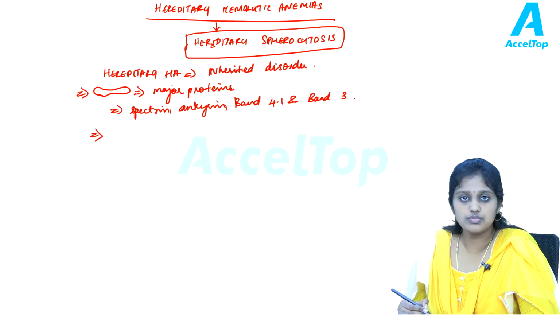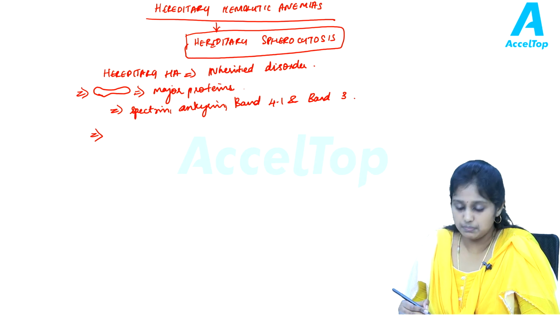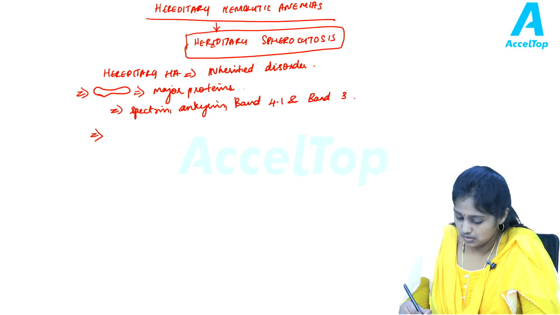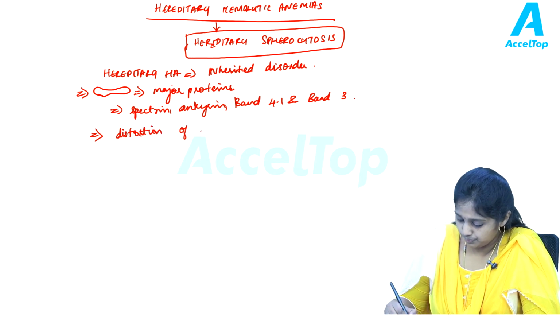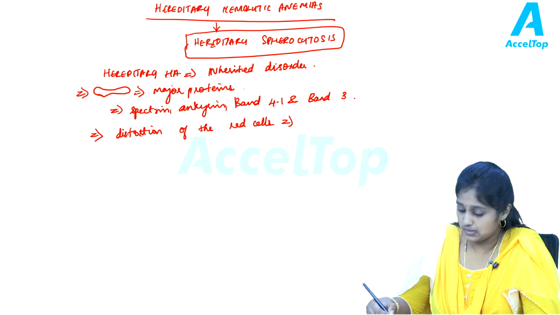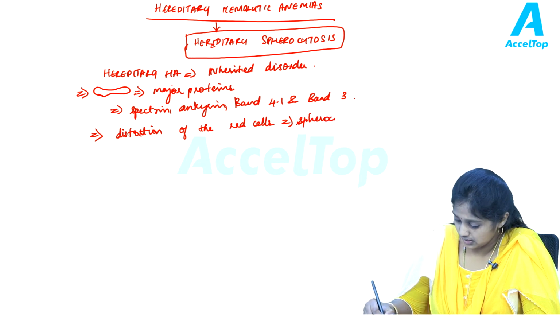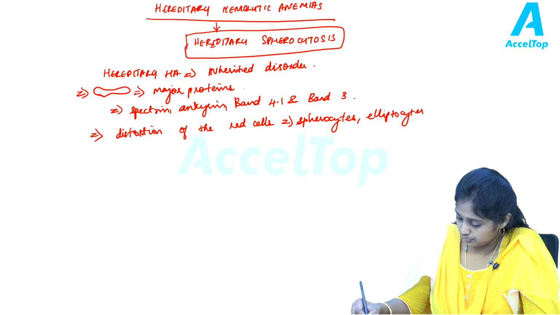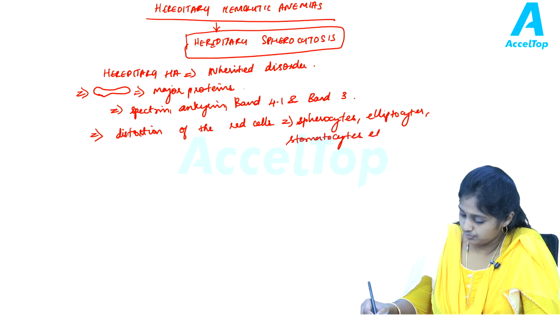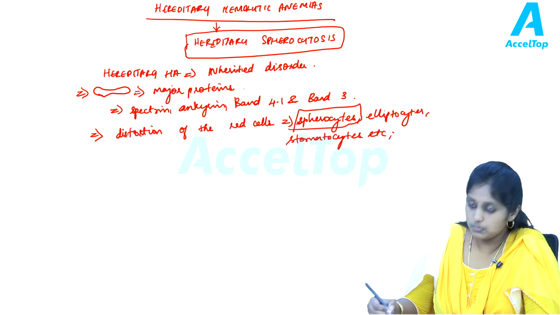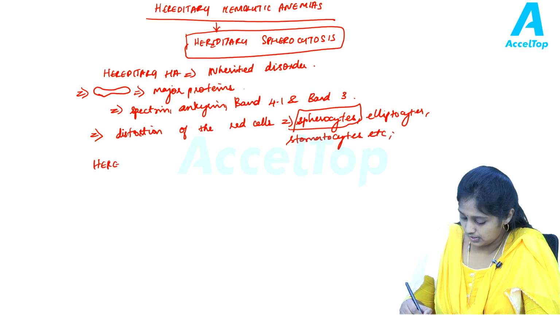So, any deficiency of the membrane protein will affect the red cell membrane. As a result, what happens? There is distortion of the red cells, and these red cells become spherocytes, elliptocytes or stomatocytes, etc. Of these, the most common is hereditary spherocytosis.